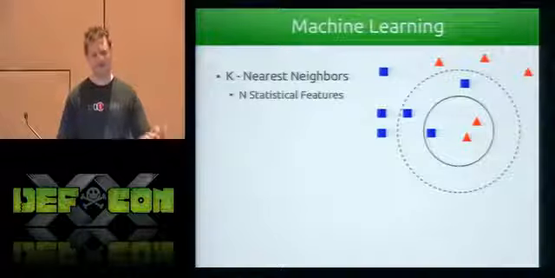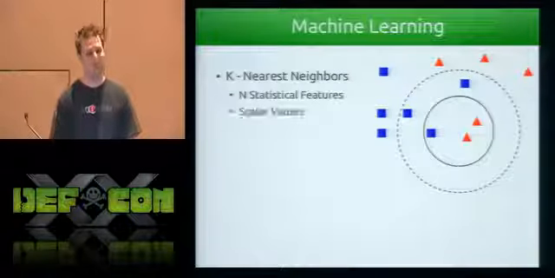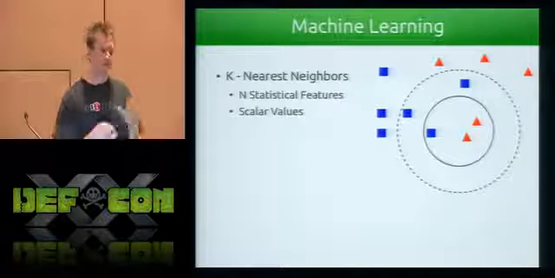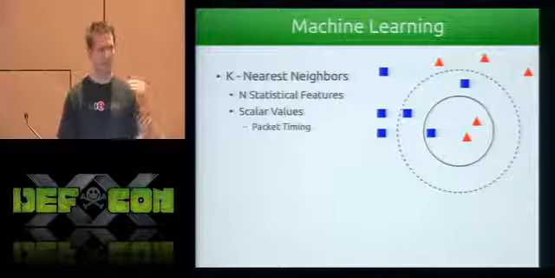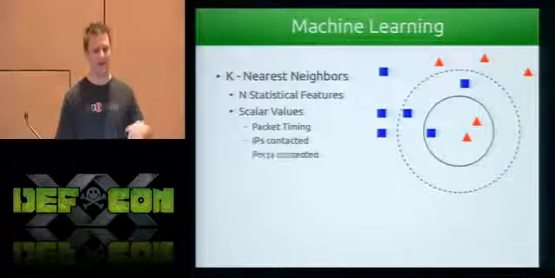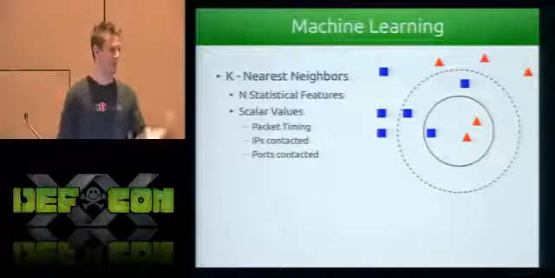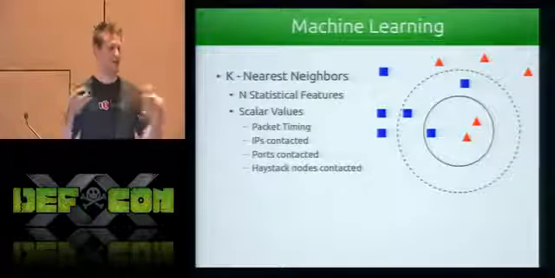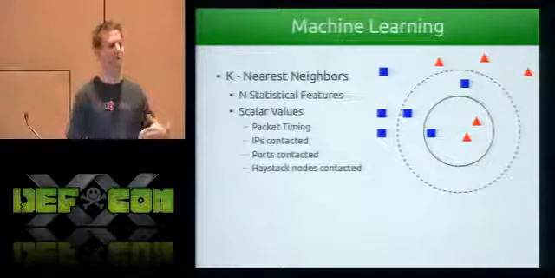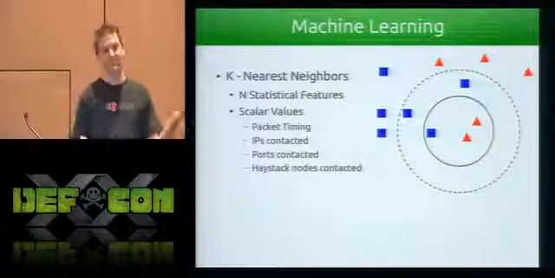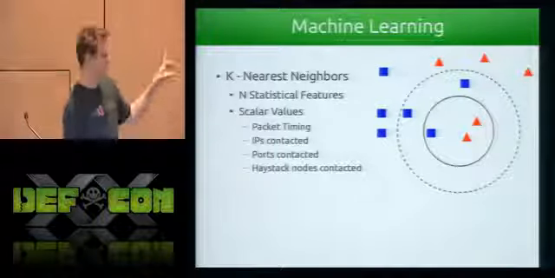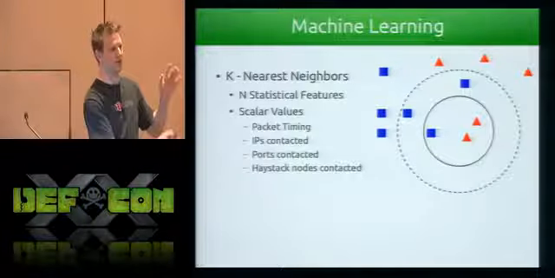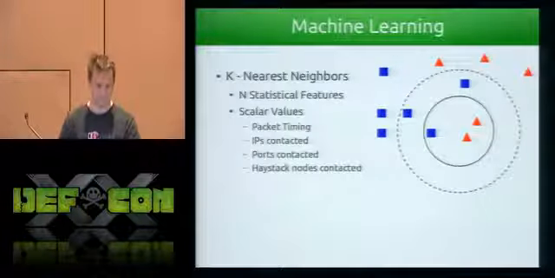So you have n statistical features, or however many you want. These are scalar values that you judge on the basis of each suspect. Every node on your network is a suspect, and you measure statistics for them, like packet timing, IPs contacted, how many unique ports they have contacted, and how many of the haystack, which is these fake nodes we have, what percentage of them have they contacted? Is it 100%? Is it 0%? And then you graph these, since they're all scalar values, on an n-dimensional graph. Here is shown a 2-dimensional graph for budget cut reasons.